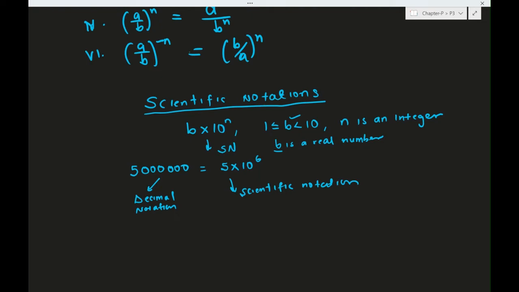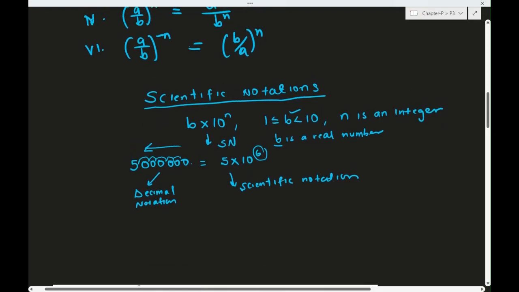So how do we move? Say the decimal point is here, and we want to move it. We move it 1, 2, 3, 4, 5, 6, so we moved it 6 times from right to left. When you move your decimal point this way, your n will be positive. But if you move it the other way, your n will be negative.